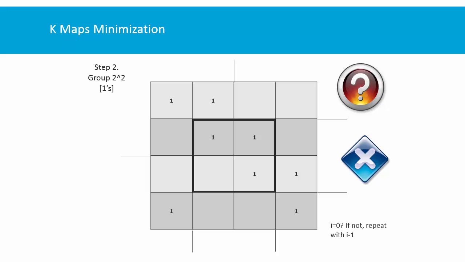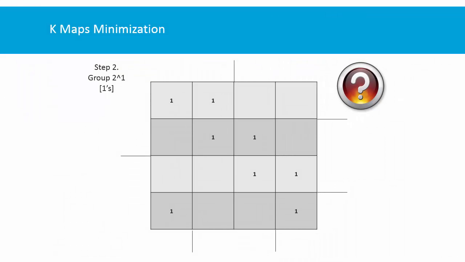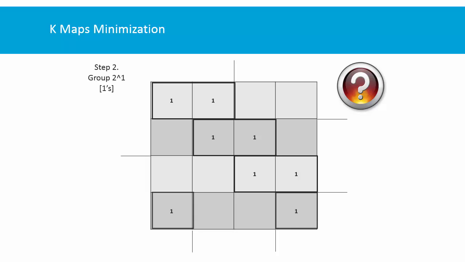So again, we decrement I and we try to group 2 to the power of 1. And of course here we're going to find members that are adjacent one with the other. So here's an example. Here we have one group of 2 members that are adjacent. Here we have another group of 2 members that are adjacent, another group, and finally we have 4 groups. And the question is, is this correct? And the answer is no.